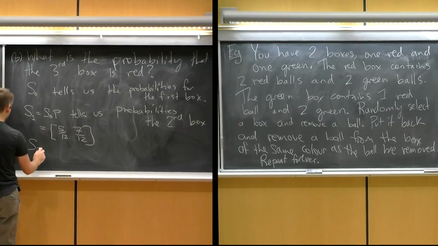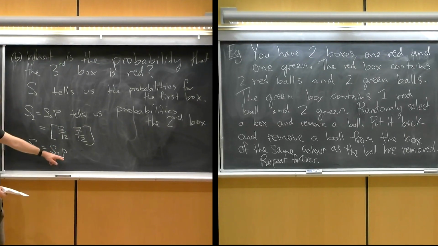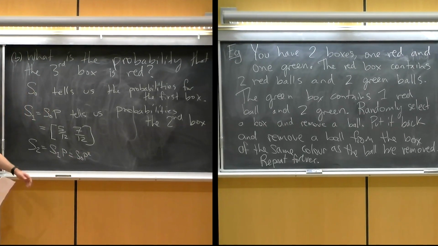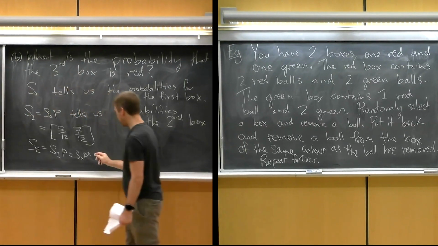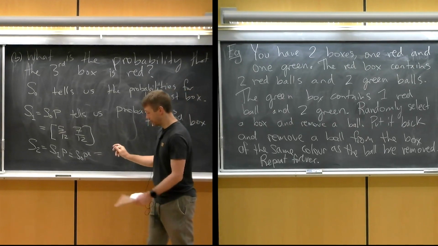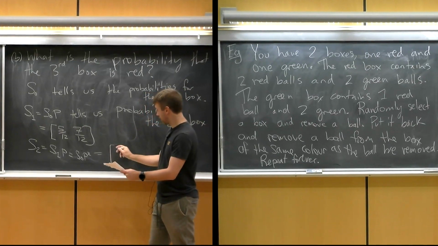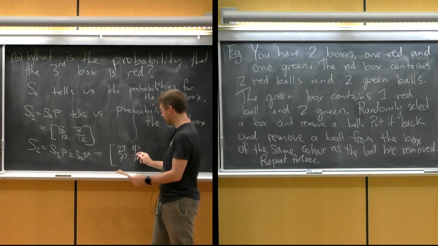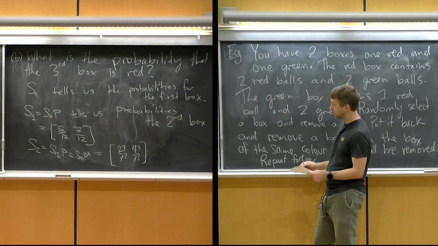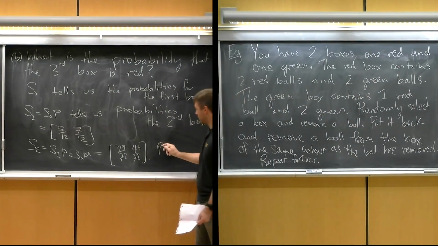And then S2, which is S1 times P, which you could have gotten by taking S0 times P squared. No, you do need to multiply by the initial state matrix. Anyway, so this is going to be 29 over 72, 43 over 72. Okay. And this tells you the probabilities for the third box.